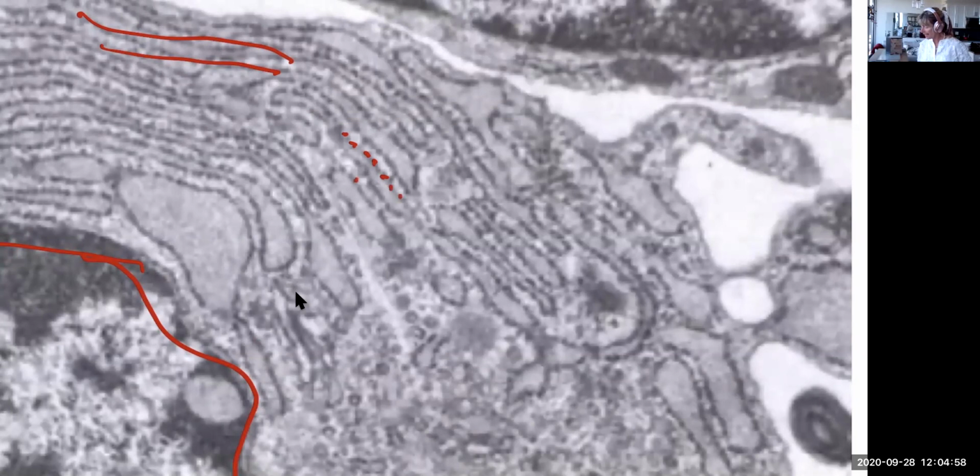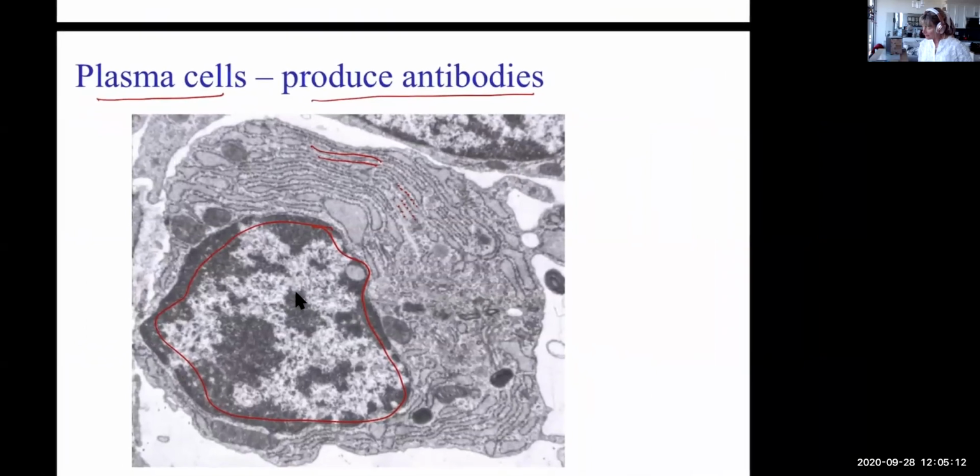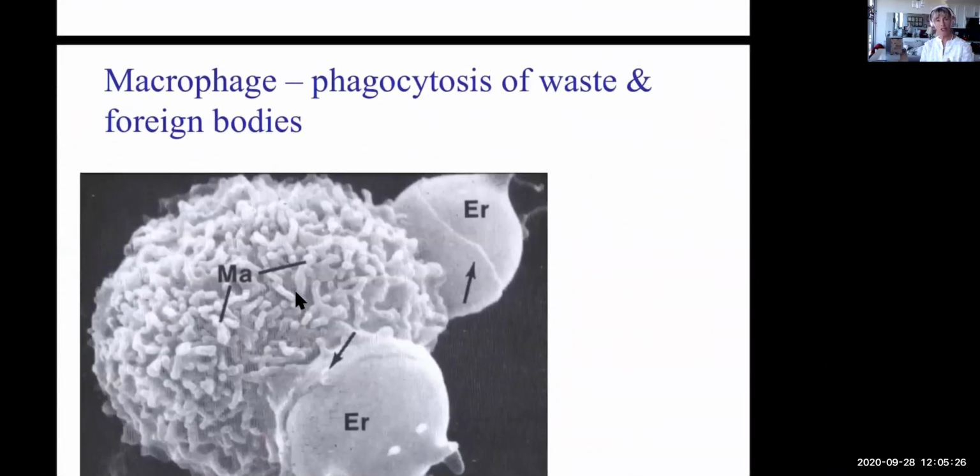And what are these dark black dots surrounding the endoplasmic reticulum? Ribosomes, yeah. So that's rough endoplasmic reticulum. So it's the rough endoplasmic reticulum that's producing the antibodies, which is a protein also. Plasma cells are instrumental in immunity, as are macrophages, which you also find in loose connective tissue. Loose connective tissue is also known, by the way, as areolar tissue. I just always call it loose connective tissue.